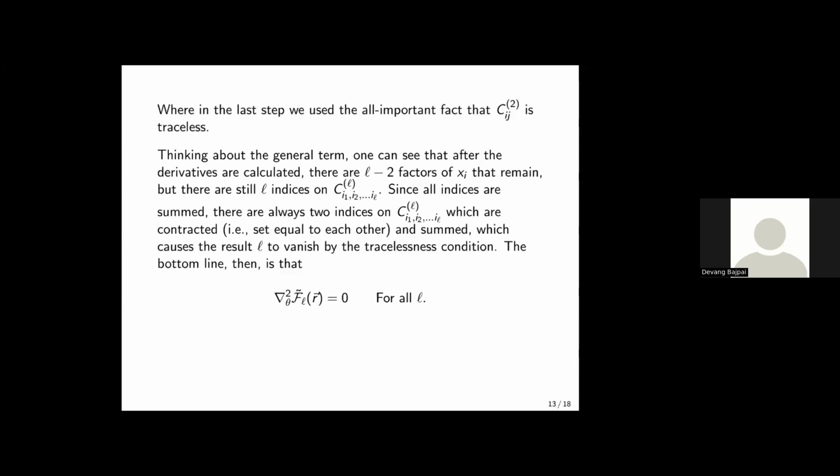Now, talking about the general term, one can easily see that after the derivatives are calculated, there are L minus 2 factors of x_i that remain, but there are still L indices on our tensor. Since the indices are summed, from two indices on this tensor, we can easily contract them. By contraction, I mean that they are set equal to each other. And then when I sum over them here, the result vanishes. So you can easily see that in this way also our L term is going to be 0.